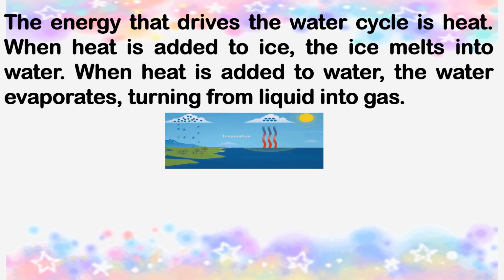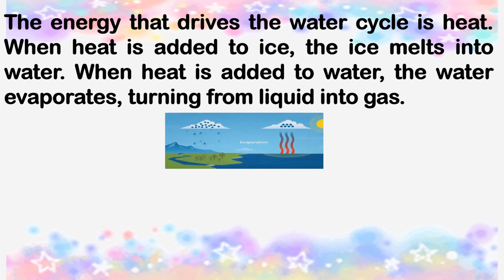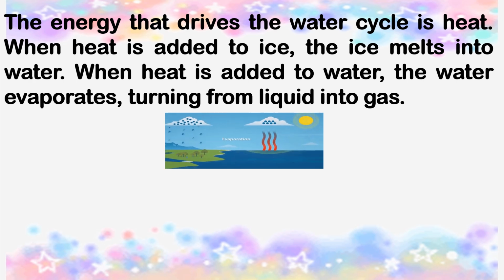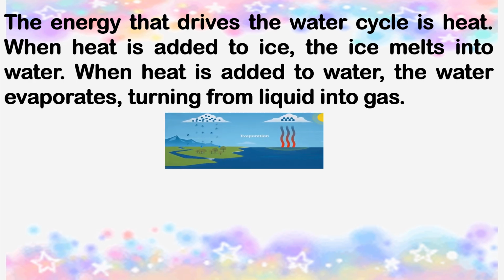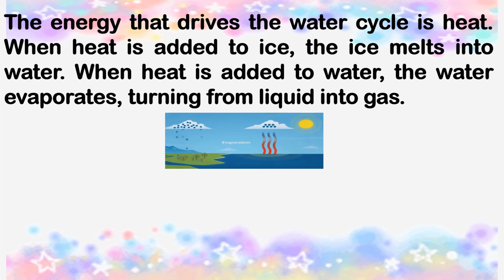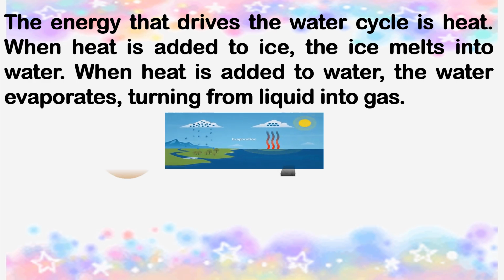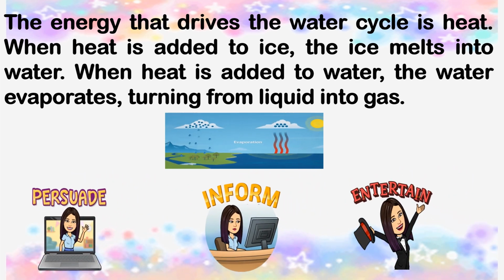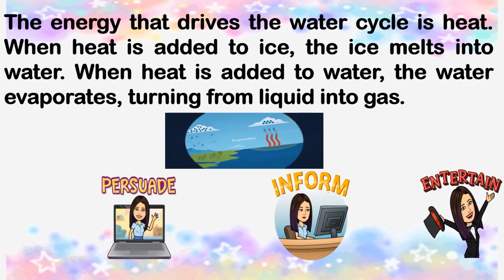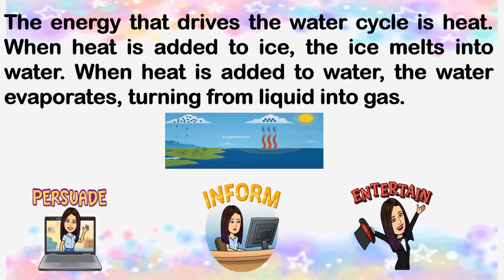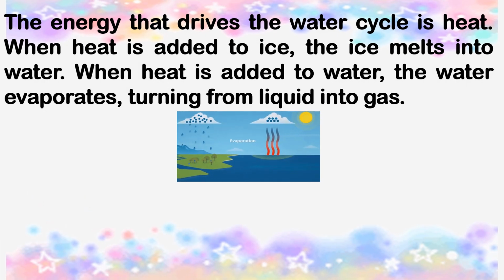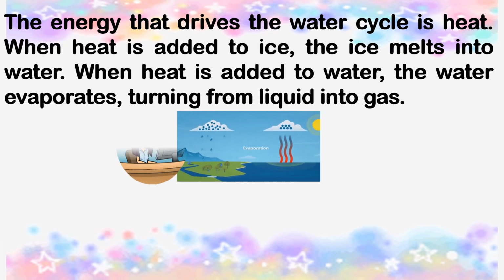The energy that drives the water cycle is heat. When heat is added to ice, the ice melts into water. When heat is added to water, the water evaporates, turning from liquid into gas. What is the purpose of the author in this passage? To persuade, to inform, or to entertain? The author's purpose in this passage is to inform.